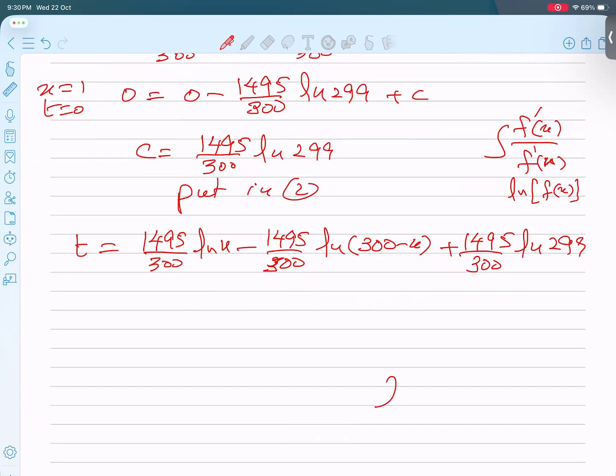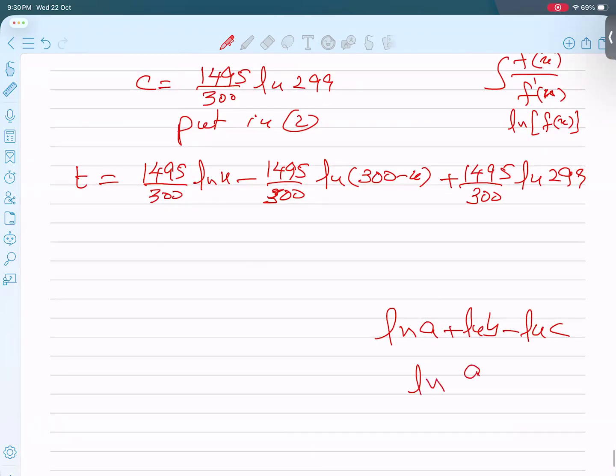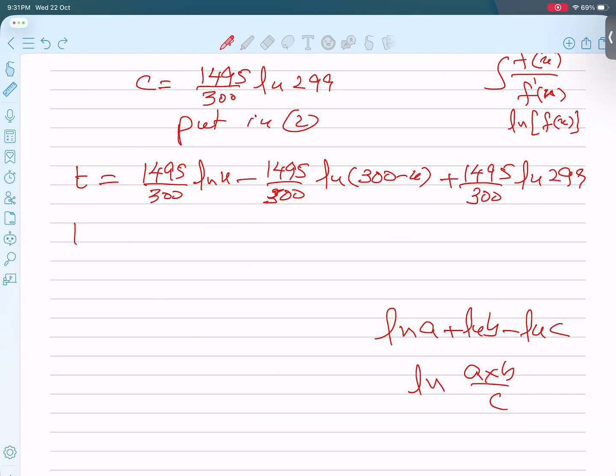For example, look now, student, very carefully. Log of a plus log of b minus log of c. Those with plus go in the numerator, and which is negative goes in the denominator: a into b by c. Here is a plus sign, here minus, here plus. So the plus values go in the numerator, otherwise in the denominator. But first of all, can you see this is all common? I can take it common out first of all.